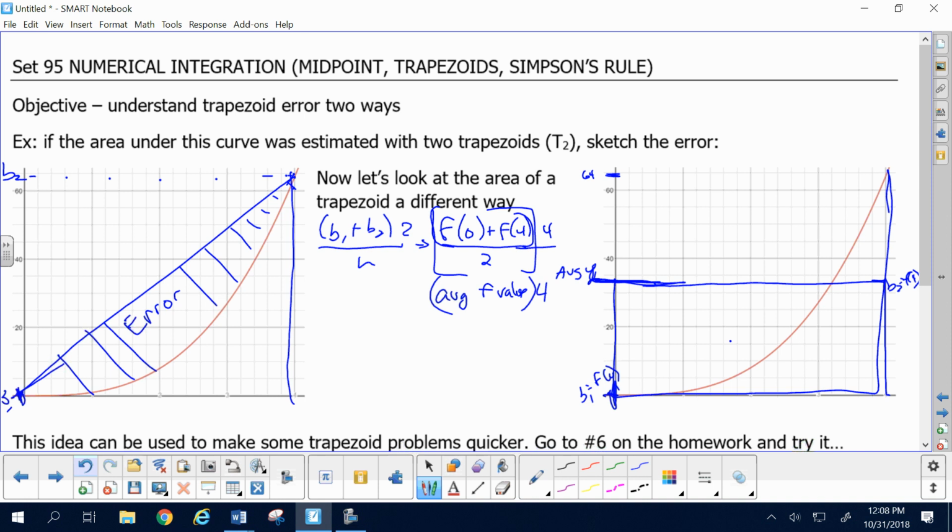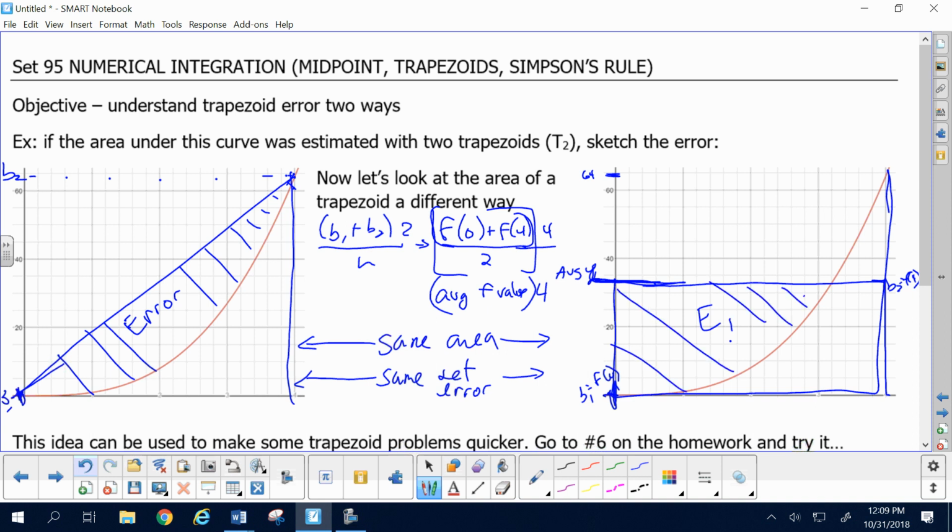They should have the same area. Same area. Okay. Now, if those have the same area, then they should also have the same net area. Now, if I were to look at this, call this error 1. Wouldn't you agree that in this first region here, that rectangle is overestimating the true area?